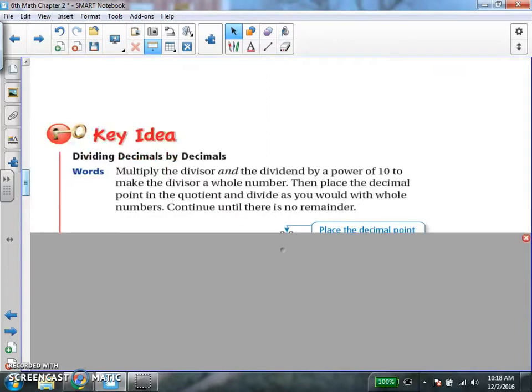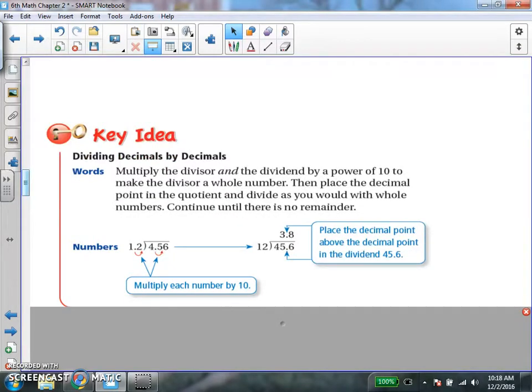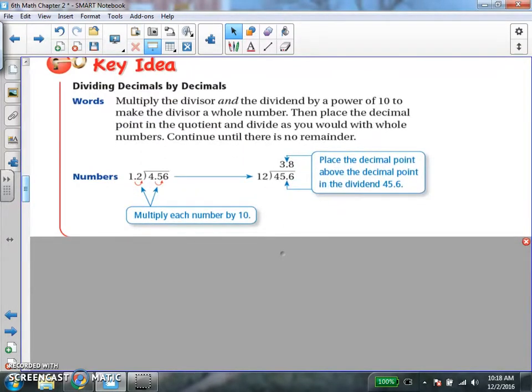Moving on. The second thing you want to be able to do today is divide a decimal by a decimal. Before it was just a decimal by a whole number. Now it's a decimal by a decimal. Again, pause if you need to take a second to write down your key idea.